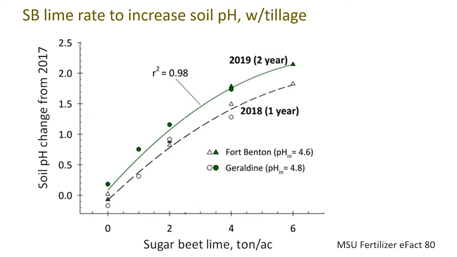And then by 2019, the pH had actually gone up a little bit more. So pH is slow to change, at least with sugar beet lime, but we did see some really nice pH increases. The initial pH was somewhere around 4.7. If we think about a target of pH 6, we would need to raise the pH by 1.3 units to get it up to pH 6, and that would require about 2.5 tons per acre of sugar beet lime.